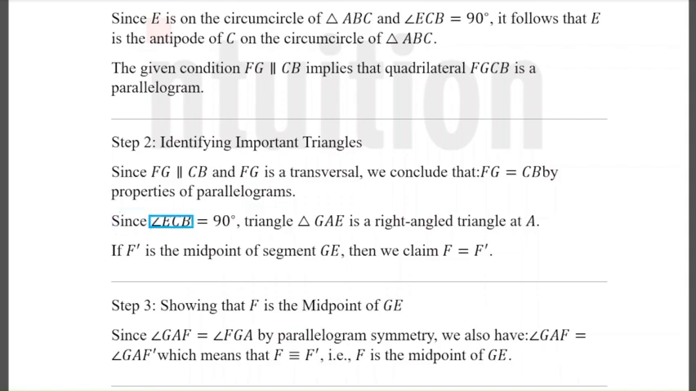Since angle ECB equals 90°, triangle GAE is a right-angled triangle at A. If F' is the midpoint of segment GE, then we claim F equals F'. Step 3. Showing that F is the midpoint of GE.